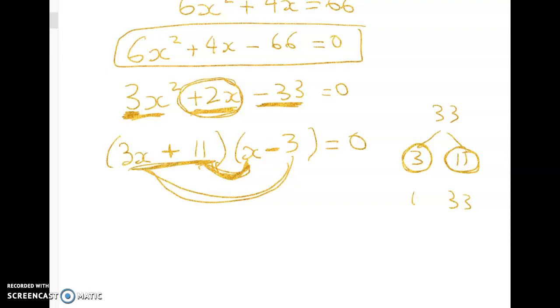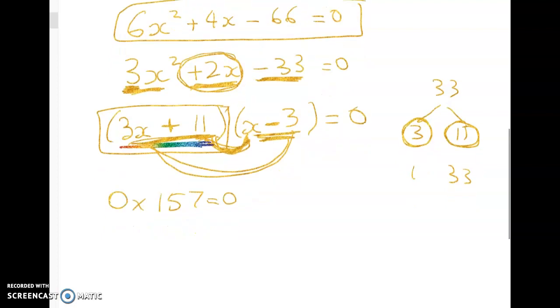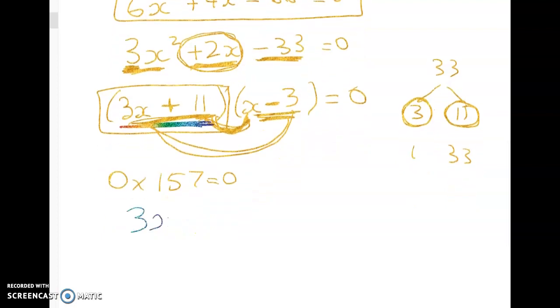Either this is equal to 0, or this is equal to 0, because 0 times anything gives me 0. So to solve a quadratic, what we're doing is taking each factor and asking when it will be equal to 0. So let's first look at this one. 3x plus 11 equals 0. Does that make any sense? Well, that would give me 3x equals negative 11, and x is equal to negative 11 over 3.